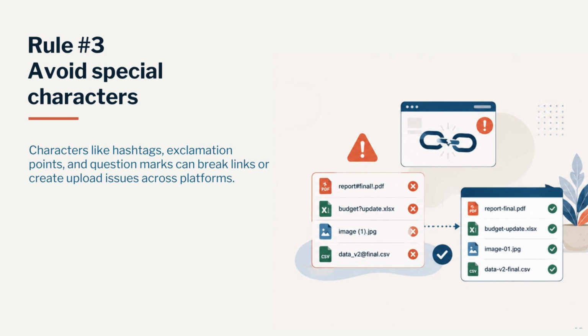Rule number 3, avoid special characters entirely. Characters like hashtags, exclamation points, and question marks can break links or create upload issues across platforms. Sticking to letters, numbers, hyphens, and spaces keep file names dependable and clean.